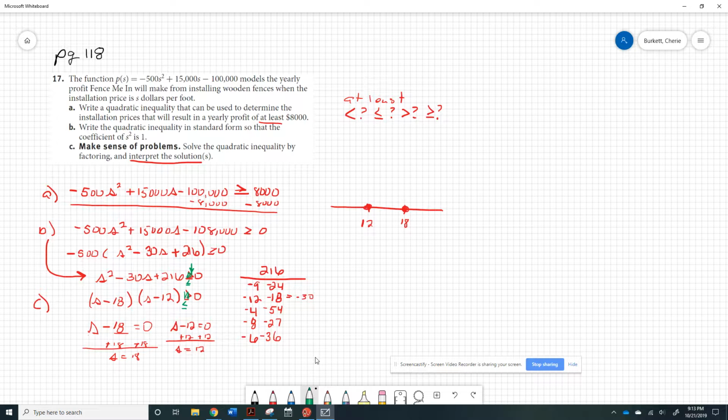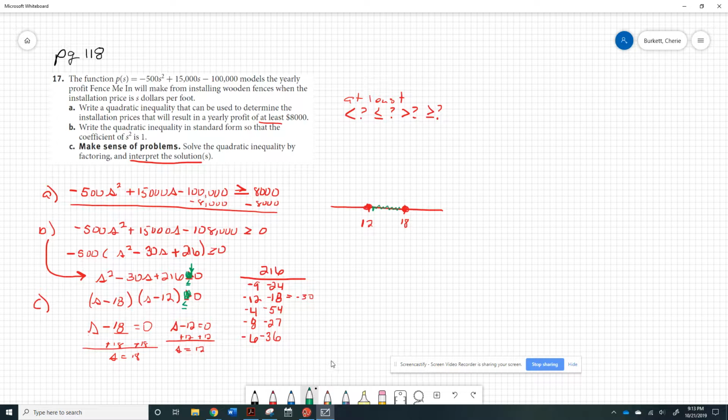Because if we'd left it greater than, then we would shade beyond. But since it's less than or equal to, we should shade. That's an and problem, and we should be shading in between. So that's where it would be.